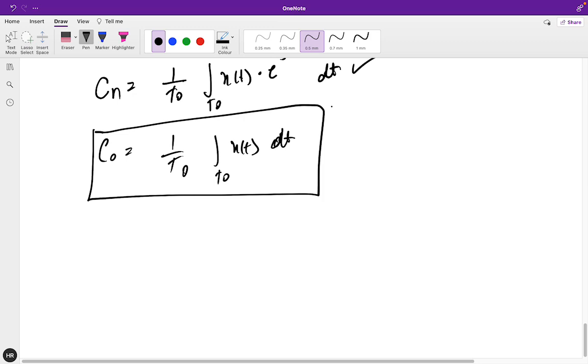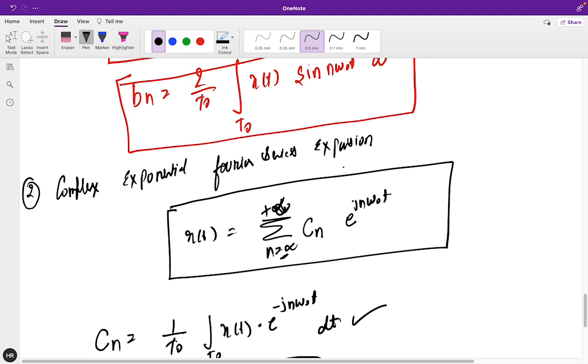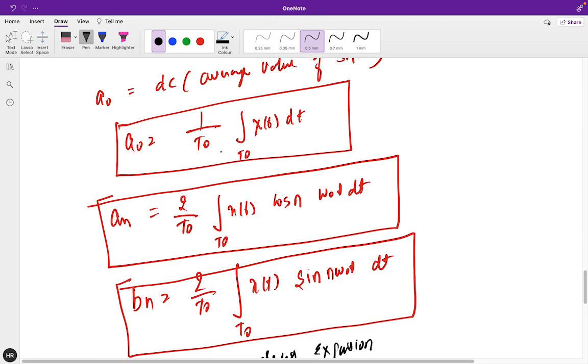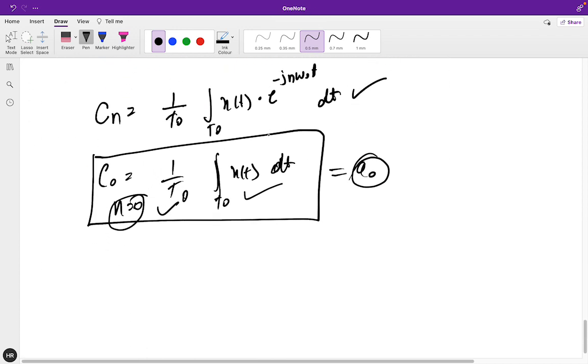So C naught is actually 1 upon T naught, it's like a DC value only, na? This is just a DC value we are calculating. We are integrating the signal, that's it. If you put n as 0, you will get this. So it's coming equal to a naught only. Whatever we had seen for this particular signal, a naught is equal to 1 by T naught integration over T naught of x of t dt, the same thing we are getting.